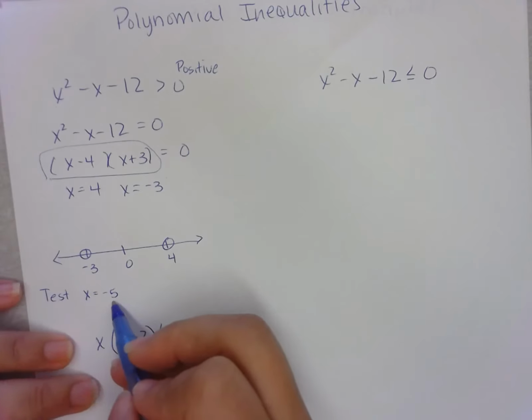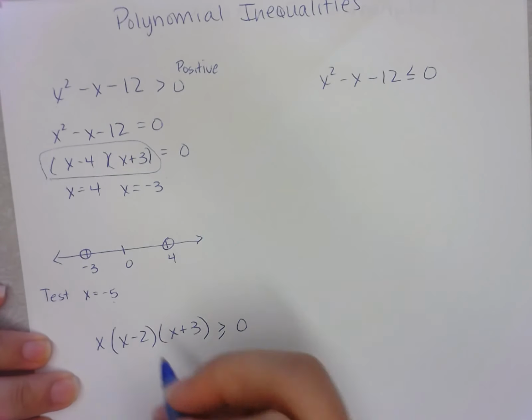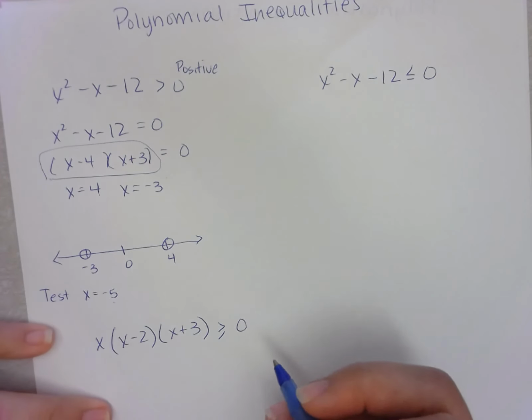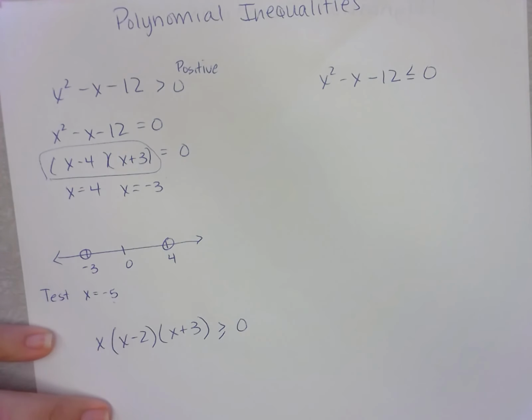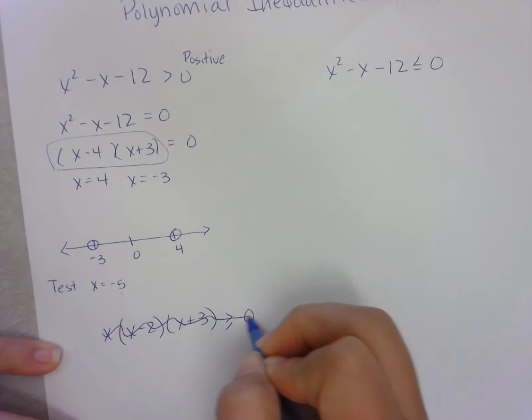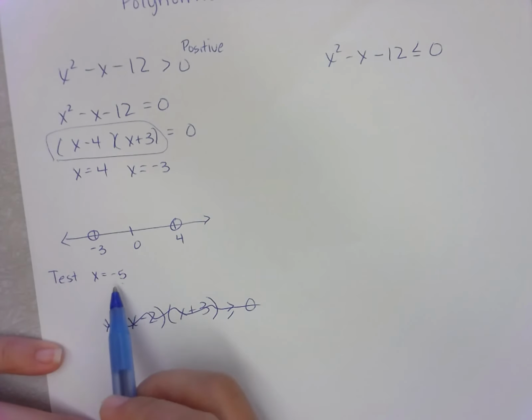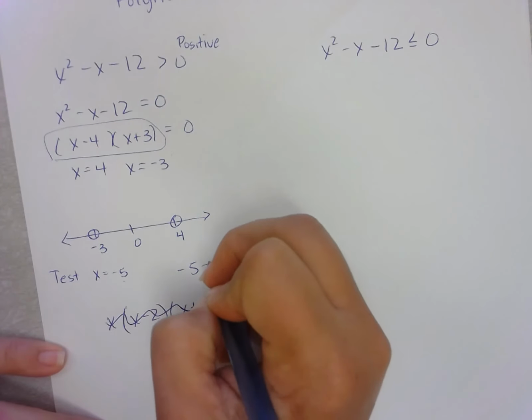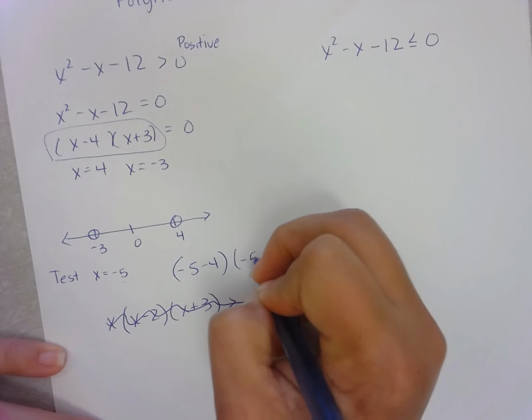So let me try x equals, I don't know what I'm talking about here for a second. So I'm going to test x equals negative 5, okay? And so what I'm going to do here is I'm going to put in negative 5 in here and just look at it. So I have negative 5 minus 4 times negative 5 plus 3.